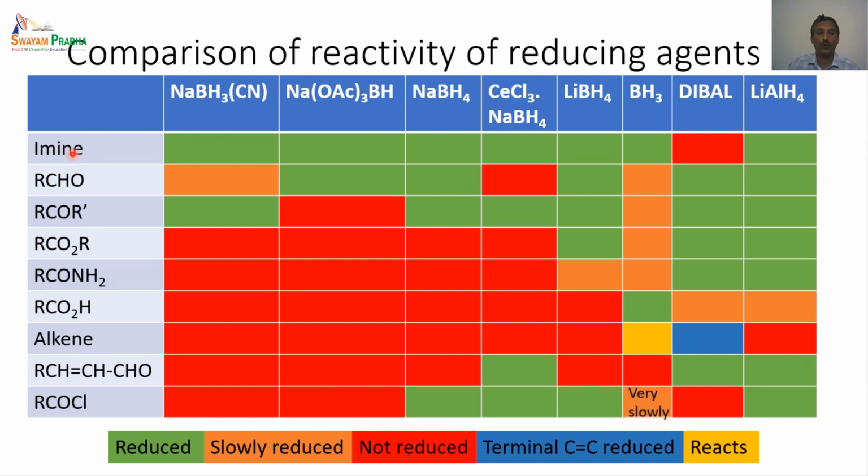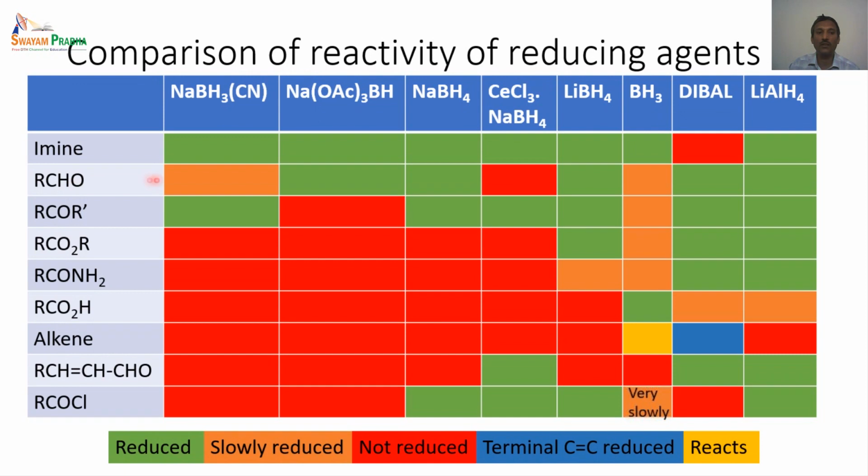So if we go through the different functional groups: imines, aldehydes, ketones, esters, amides, carboxylic acids, alkenes, alpha beta unsaturated aldehydes, and acid chloride. So we have various functional groups, and we have various reducing agents. So we can choose the corresponding reducing agent to selectively reduce one of the functional groups. Say, for example, if you want to reduce the imine, we can use any of these except DIBAL. We can use any reducing agent for this particular reduction.